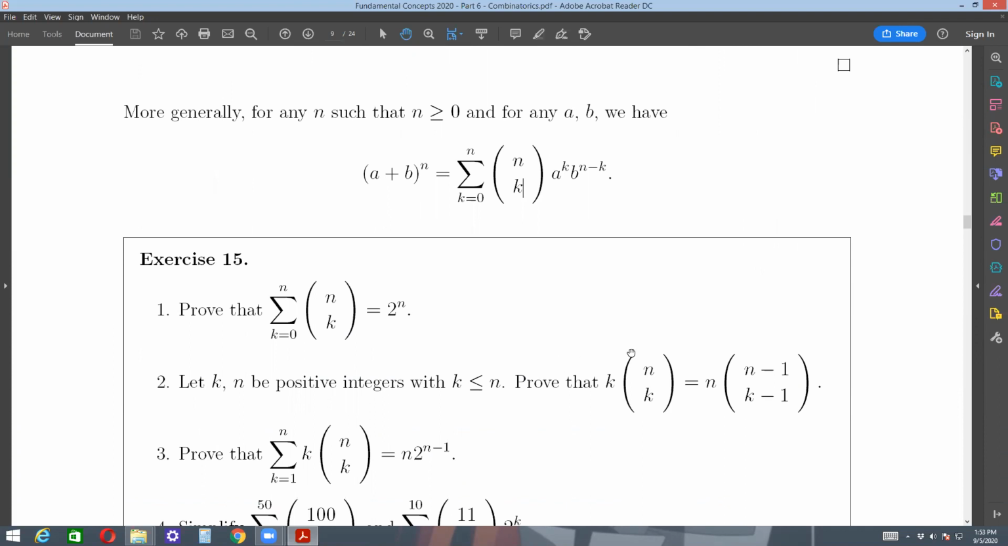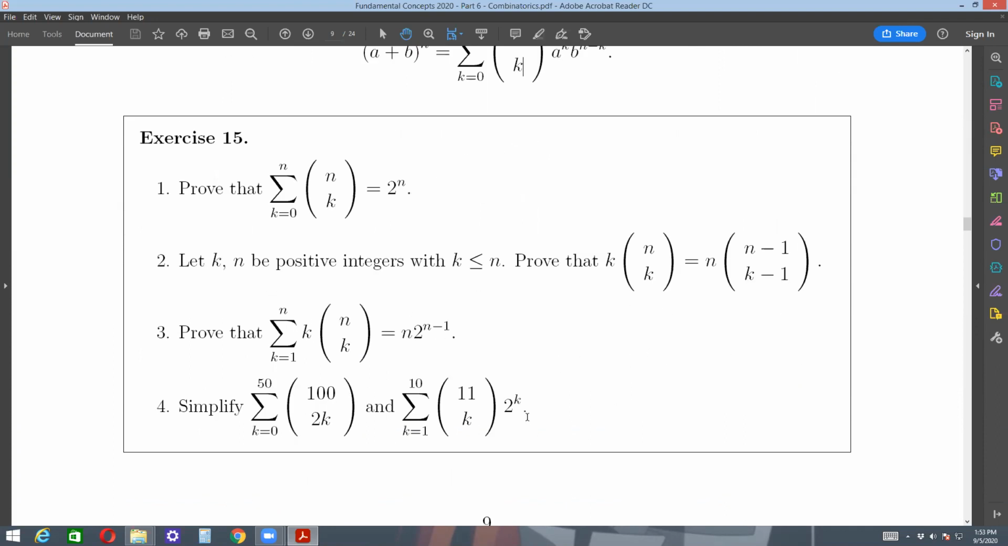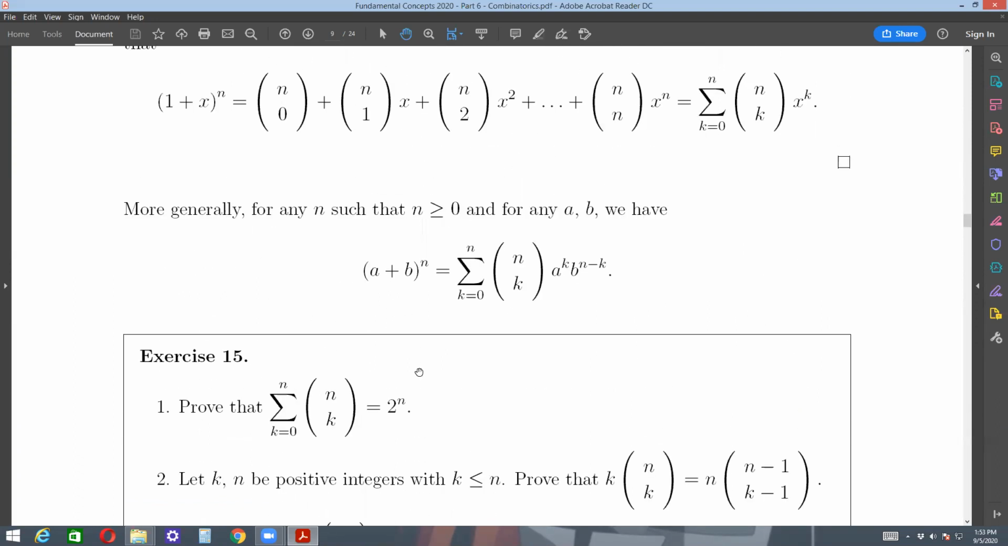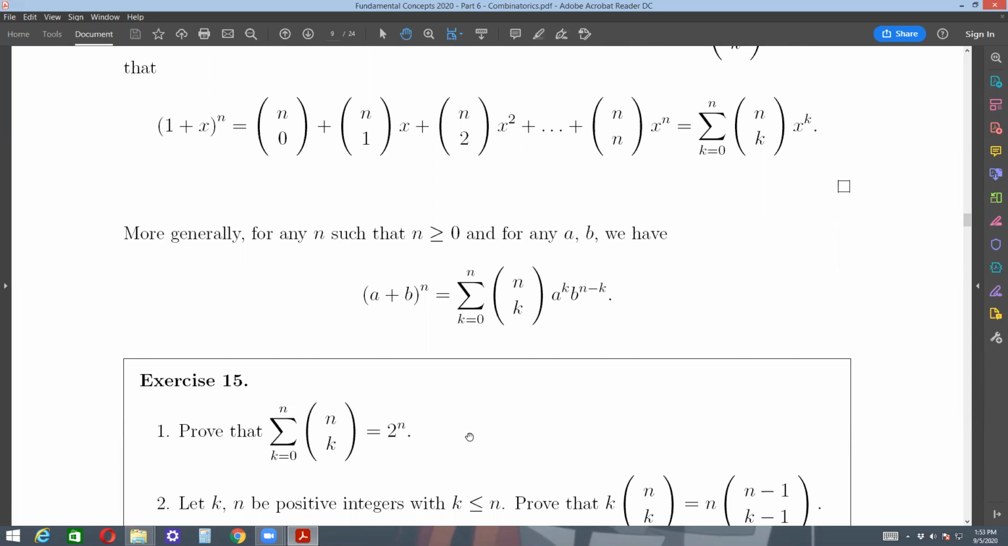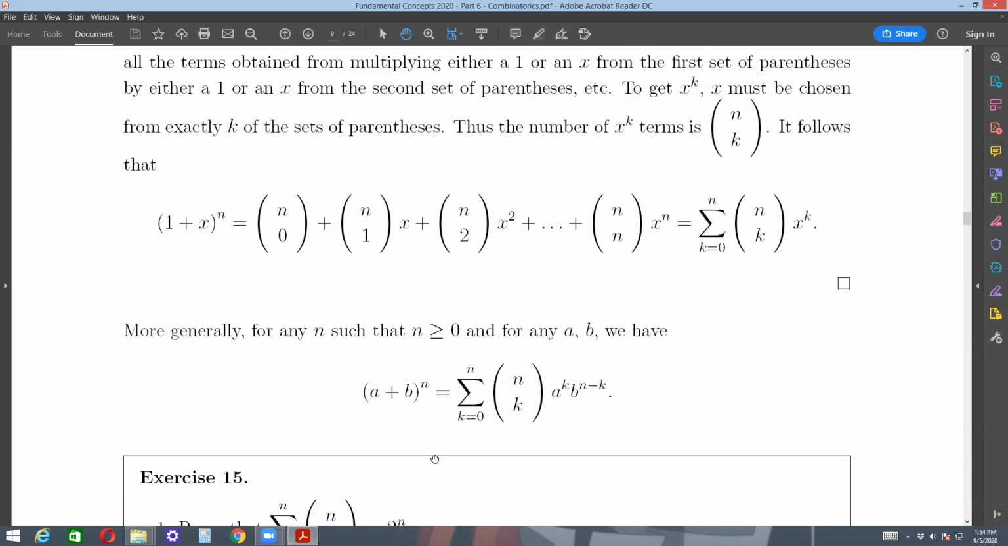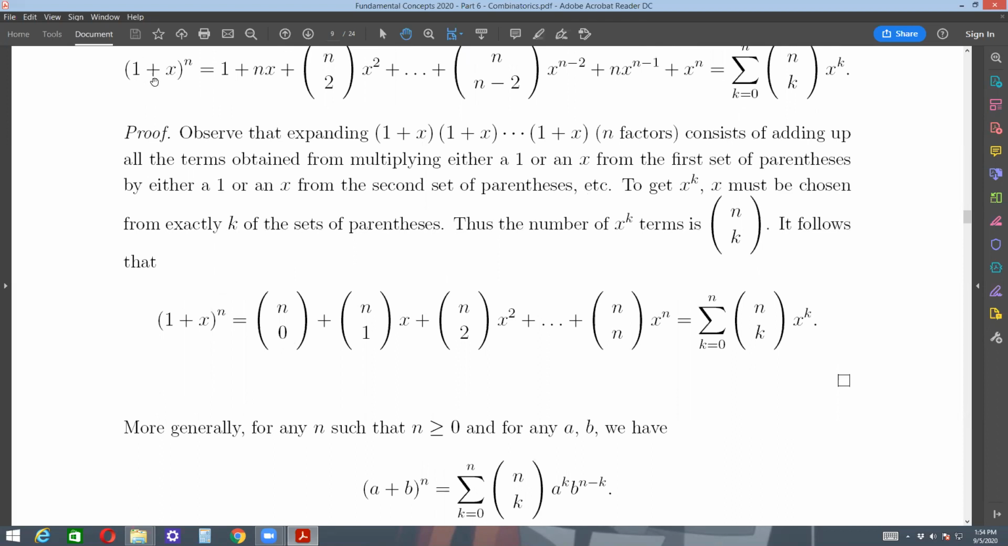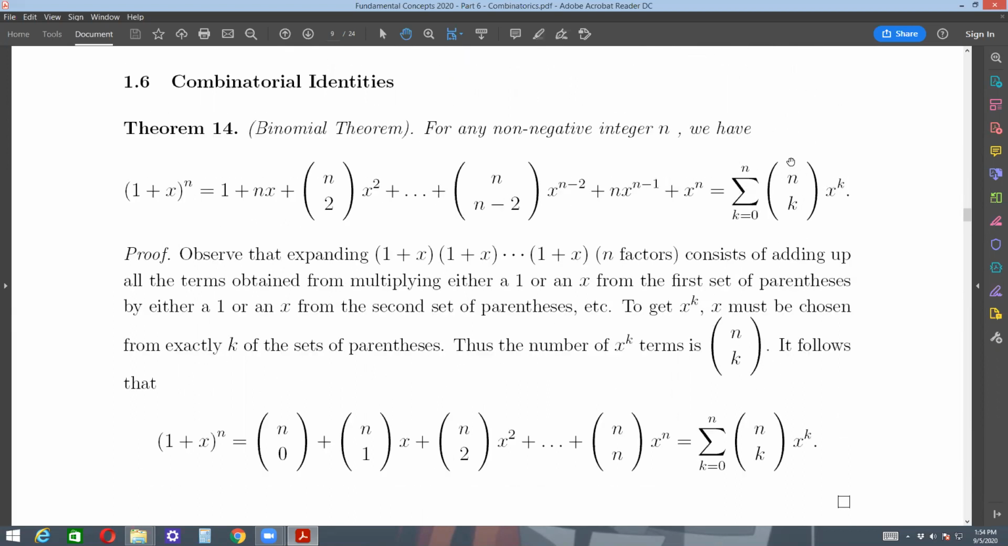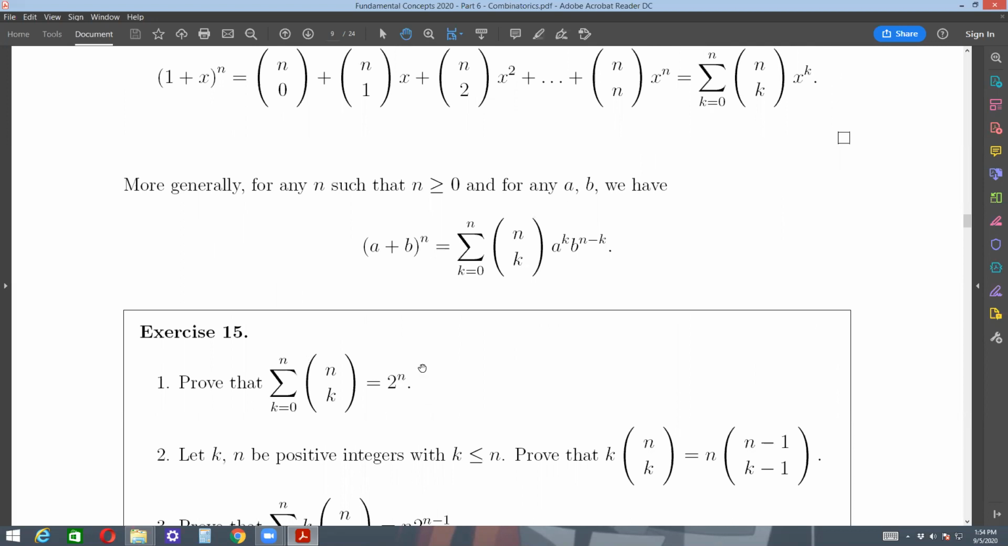All right, so these things here, this is an exercise that I want you all to do. I'll give you some hints for the first couple. With this one, if you notice, this looks similar to something up here. If I choose x as 1, the left-hand side becomes 1 plus 1, which is 2 to the power of n. And then here, 1 to the power of k is just 1. So that basically proves the first one.